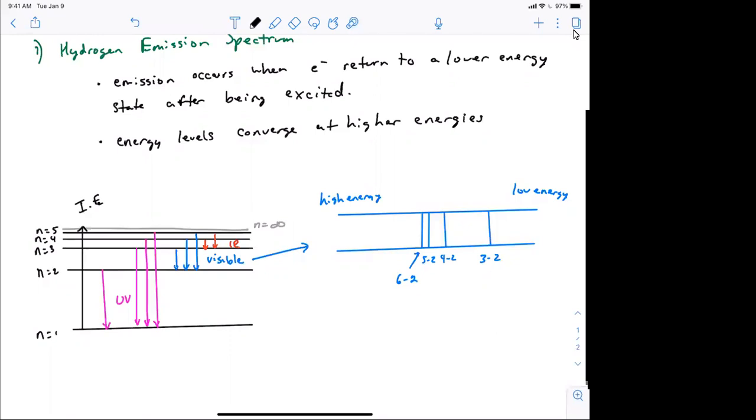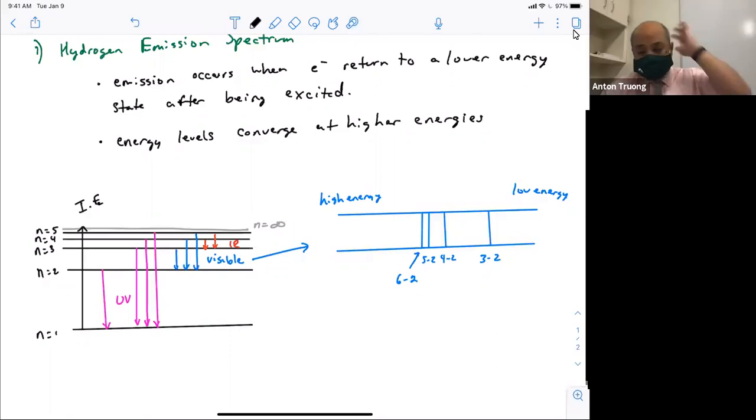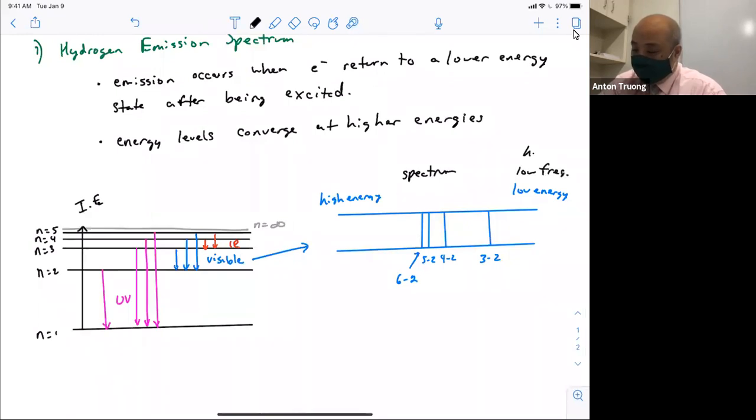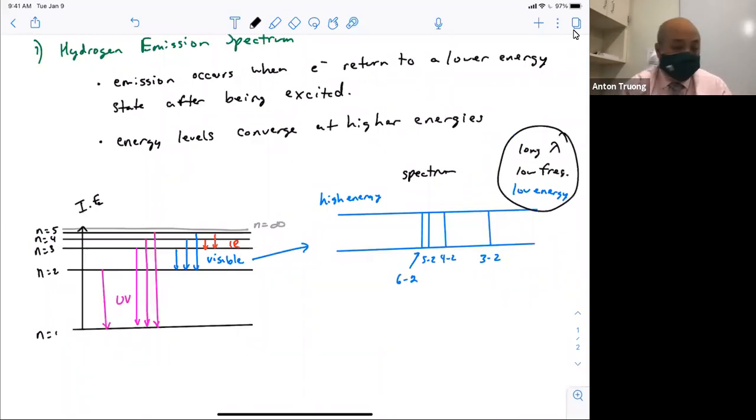You're welcome. So you may have to illustrate different electron movements on here, and ionization energy is one of those examples. This is your spectrum here, and remember, low energy means low frequency and long wavelength. Those three ideas are all related to each other.